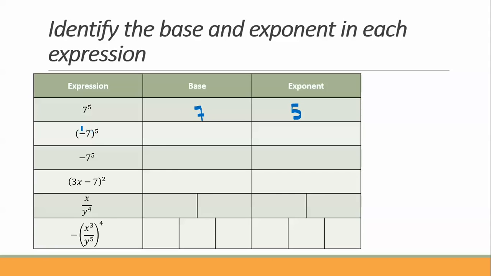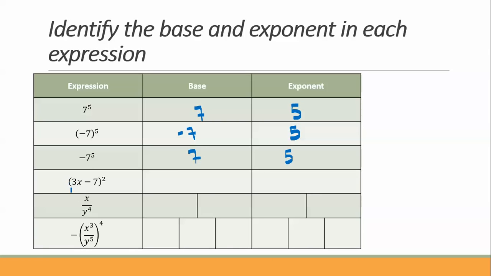Here, -7 is in parentheses and the 5 is touching it. So it's -7 to the 5th power. Our base is -7 and our exponent again is 5. This is negative of, because the negative's on the outside, negative of 7 to the 5th power. Or remember we talked about the opposite of 7 to the 5th power. Our base is 7 because the 5 is only touching the 7, and our exponent is 5.